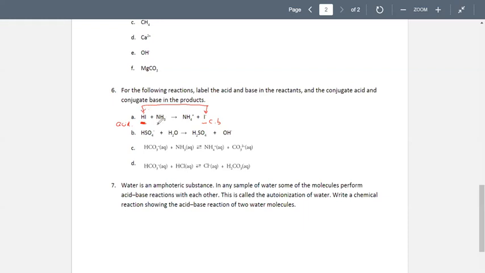This is ammonia. And when it accepts a proton, that becomes the conjugate acid. So those are the pair.